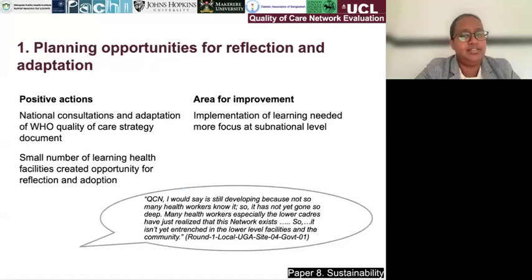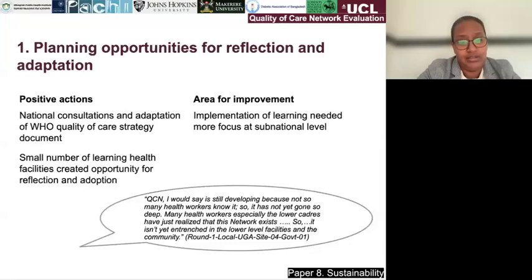So the first sustainability action, which is planning opportunity for reflection and adaptation. In our findings, there were several opportunities for planning at national level in the form of joint consultative meetings. And as a result of this, countries adopted the WHO quality of care strategy. There were a small number of health facilities where quality of care network was implemented. We call them the learning sites. And this also created opportunity for reflection and adaptation at different times during the phase.